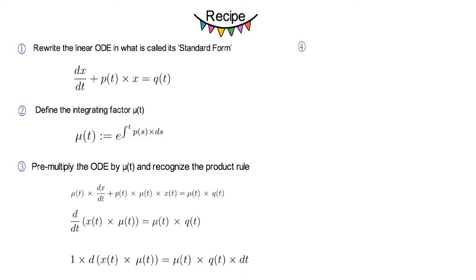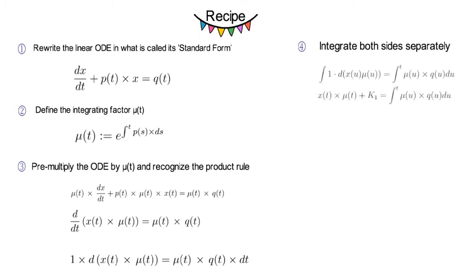And now the fourth step, we integrate both sides separately. Meaning for the left, we integrate the imaginary 1, the constant 1, with regard to d of x(u) mu(u), and the right hand side is integrated with regard to time up to t. So integrating the left hand side gives you x(t) times mu(t) plus k1, that's the integrating constant, and the right hand side we leave unspecified for the moment, as we haven't specified what the mu and the q look like. We just know these are only functions of time.